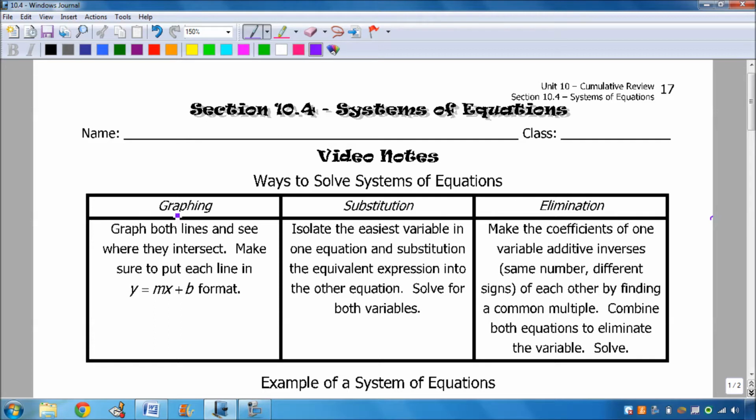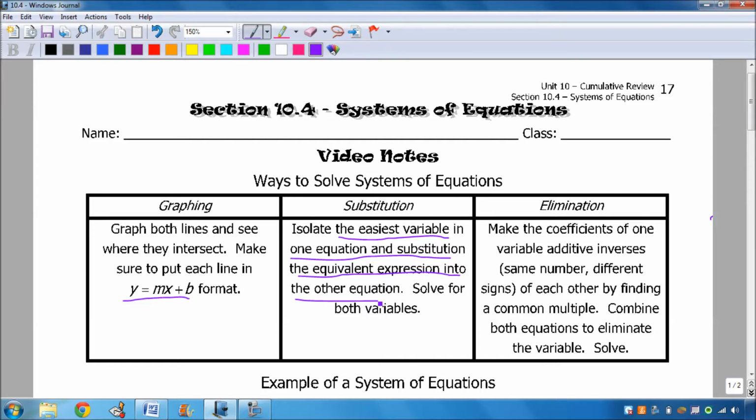So if you're going to solve by graphing, you need to graph both lines and see where they intersect, but you have to make sure that you put each line in y equals mx plus b format. That's really important. With substitution, you're going to isolate the easiest variable in one equation and substitute the equivalent expression into the other equation, all right? And we're going to do an example of each in a few minutes so you can kind of remember how to do this stuff.